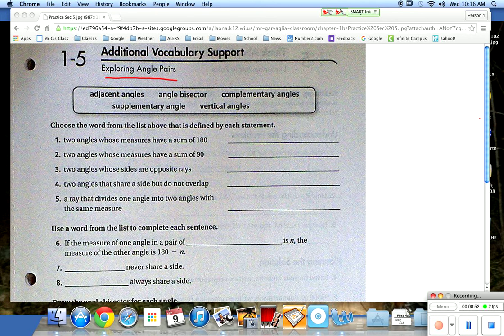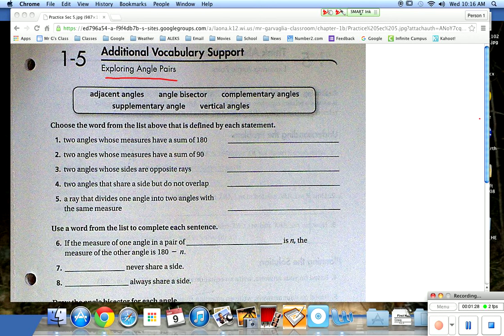What do you think an angle bisector would be? When you bisect something, what does that mean? Bisect, not dissect. Kind of divide it in half, right? An angle bisector cuts that angle in half.